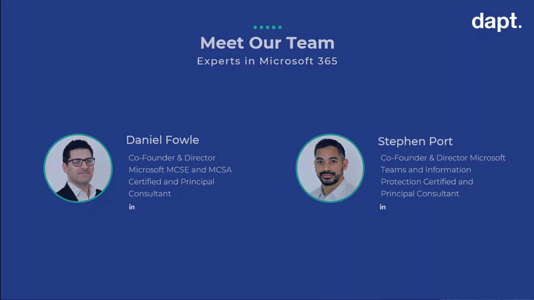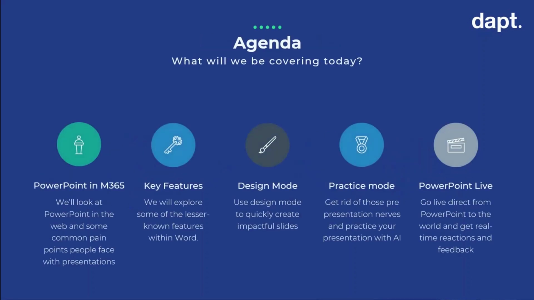Cheers, Dan. So first of all, let's have a quick look at the agenda for today. What we're going to be covering, well, we'll have a quick overlook of PowerPoint in Microsoft 365. Today we're really going to be looking at essentially PowerPoint in the web app. There are some nice features in there that we really want to show off. But again, as always, we have the desktop version as well, which also has some similar features within there. After those key features, we'll be looking at some elements such as design mode.